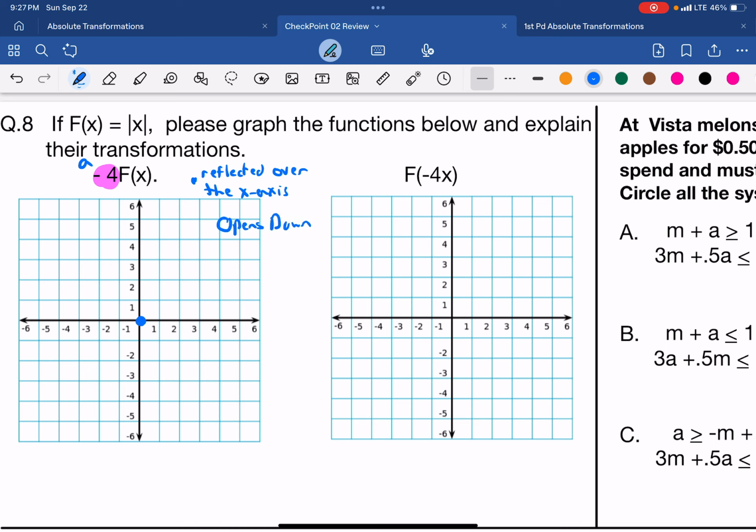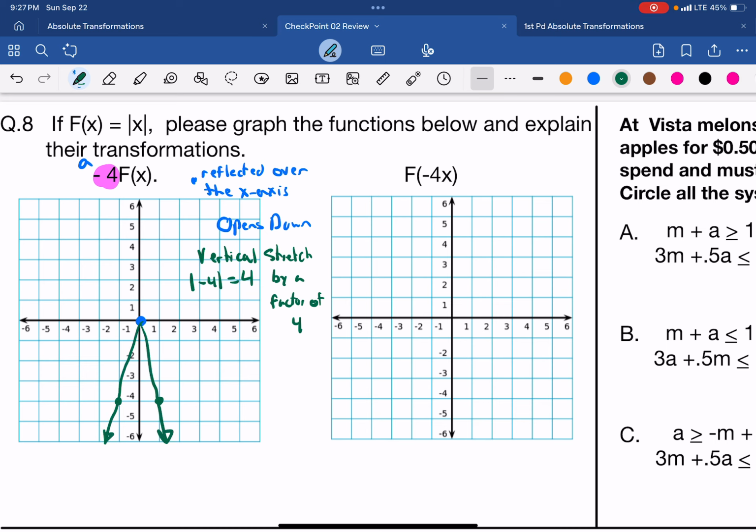So we would go 4 down, 1 to the right, and the opposite direction. We'd have a graph like this. Now, how about this? This -4 is next to the x.